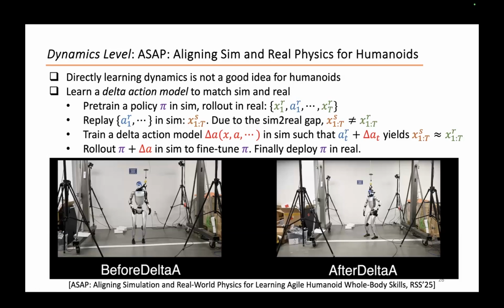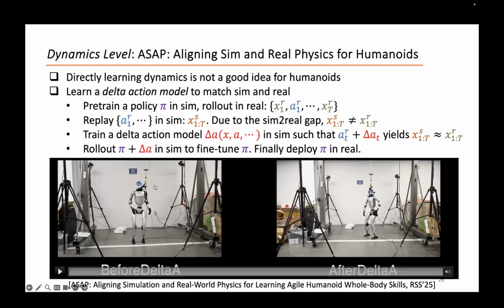It's a model. Because we need to fine-tune pi, right? Because deploying pi in the real world is what we eventually care about.